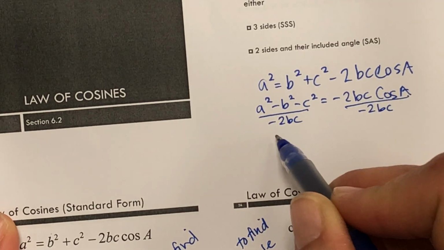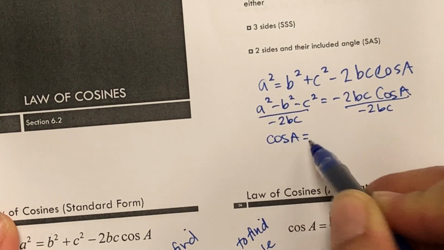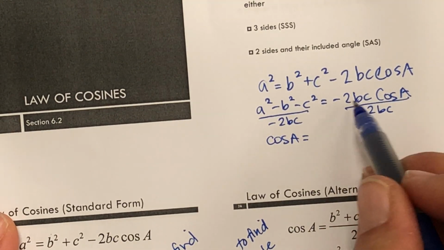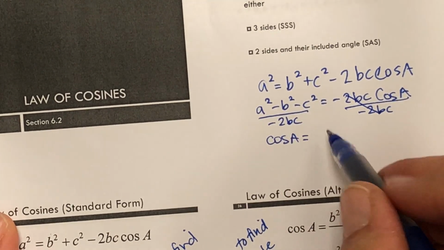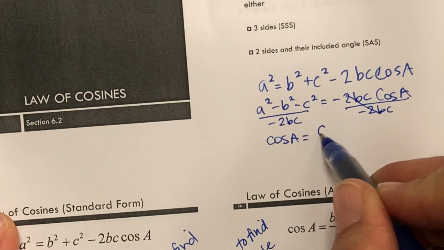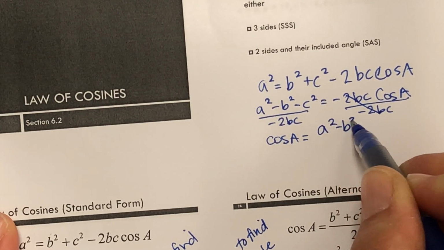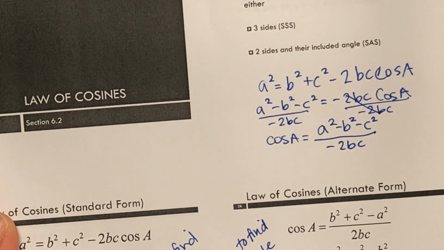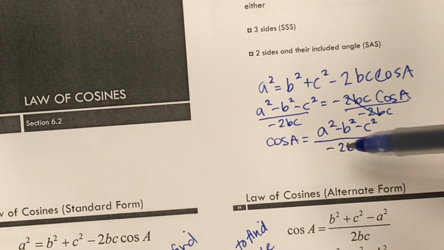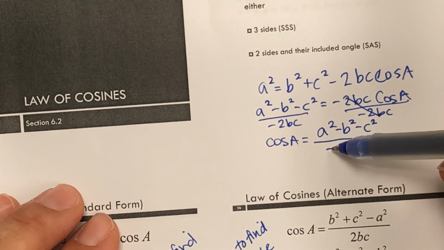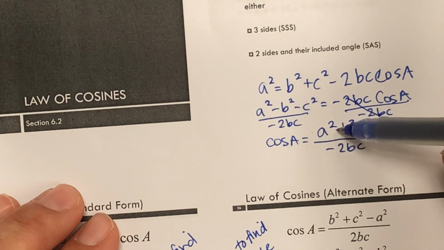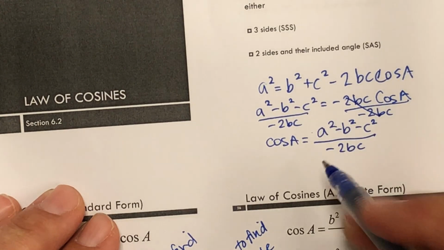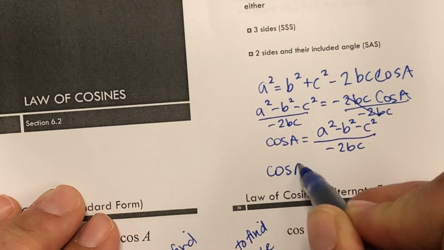So I'm going to divide by negative 2BC on both sides. And I'm going to rearrange this. I'm going to write cosine A on this side. Cosine A equals, so that all makes a 1. And now I've got this. Okay, now I'm going to multiply through by a negative to get rid of this negative out here. It's going to make this one negative, this one positive, and this one positive. So it's going to look like this.